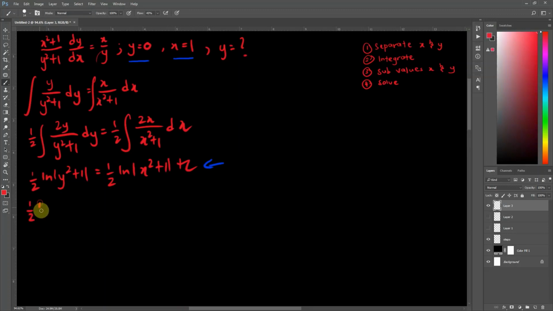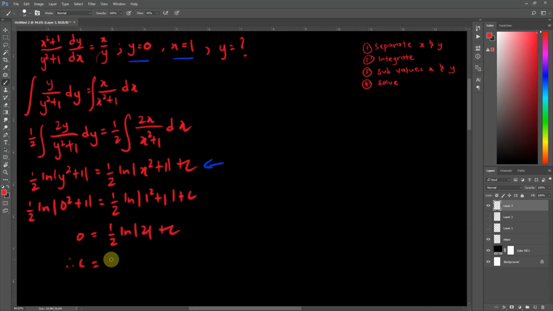So half ln, y is 0, so this is 0 squared plus 1, equals half ln, x is 1, so this is 1 squared plus 1, plus c. So this is half ln 1. Since ln 1 is 0, this side is 0. This is going to be half ln 2 plus c. Therefore, my c is negative half ln 2.